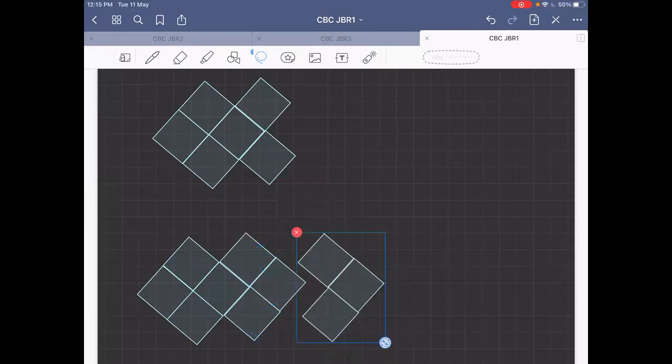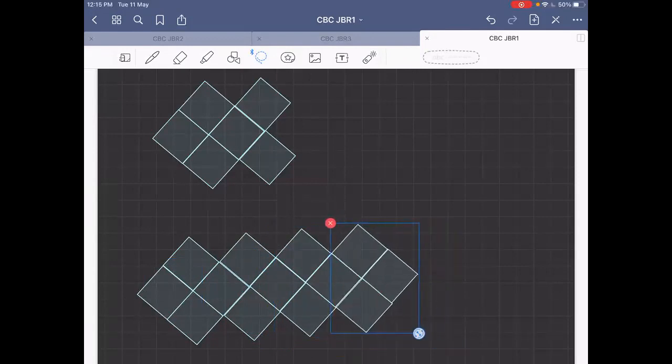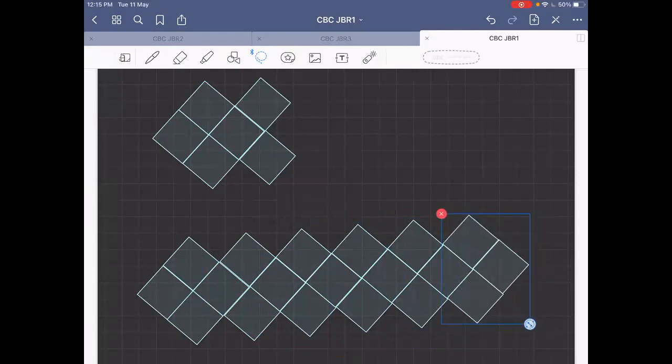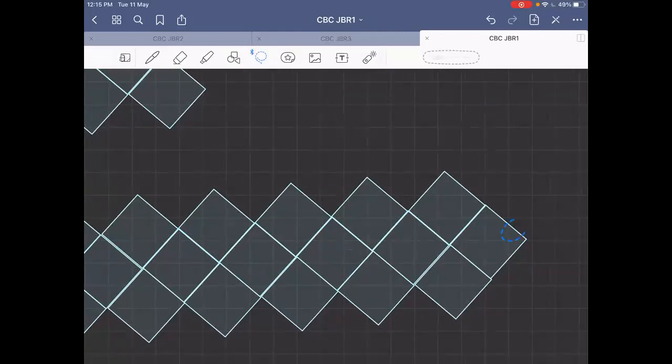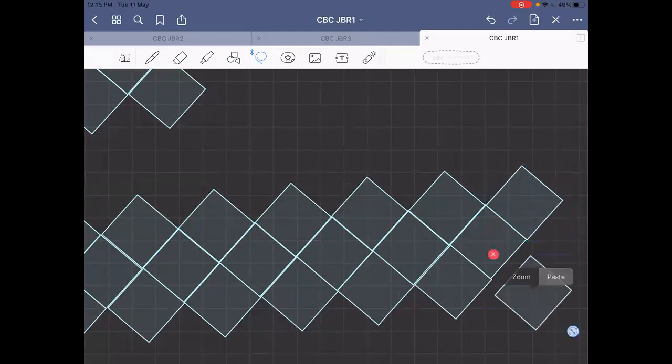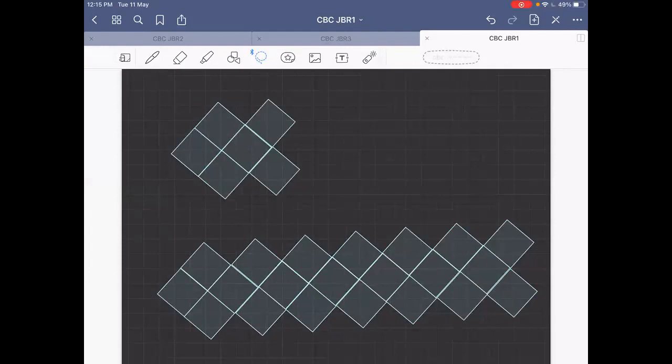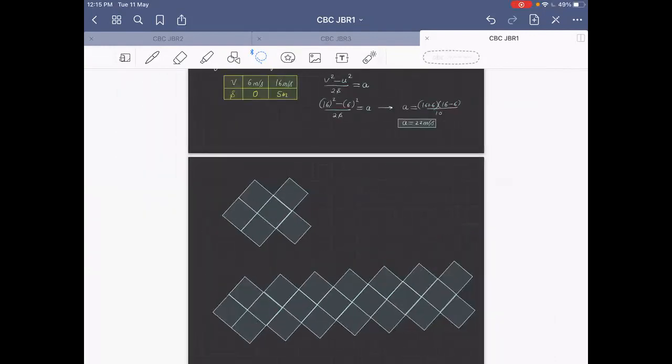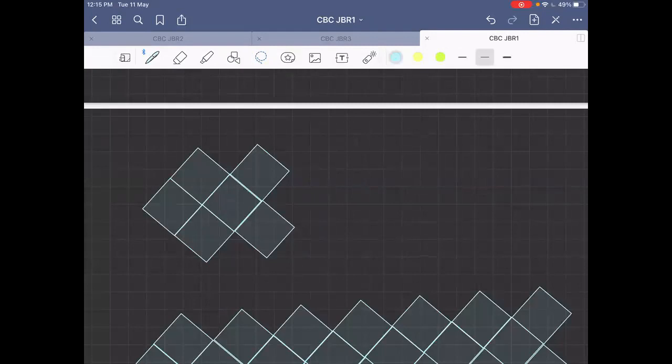Copy, paste, copy, paste, copy, paste, copy, paste, and one more copy paste, copy, paste, and copy and paste. Oh my God, I made the second one a little bit too big. Okay, here's a game, a small game for you.